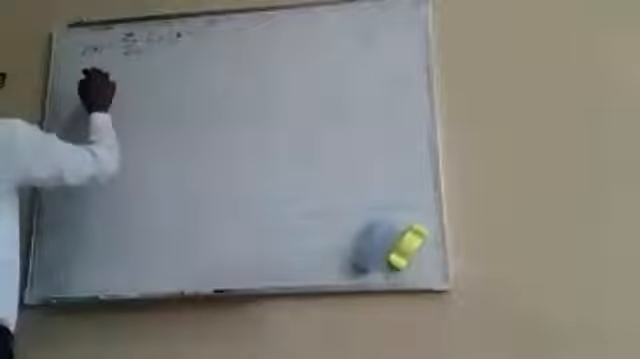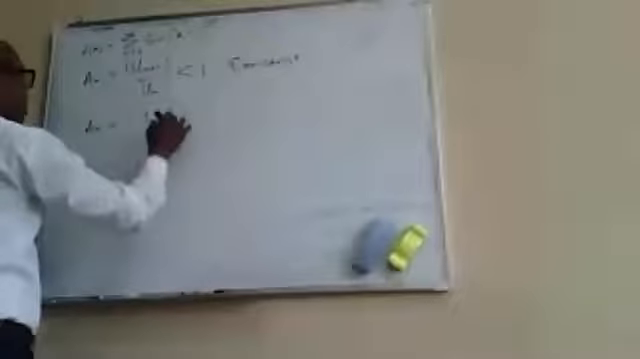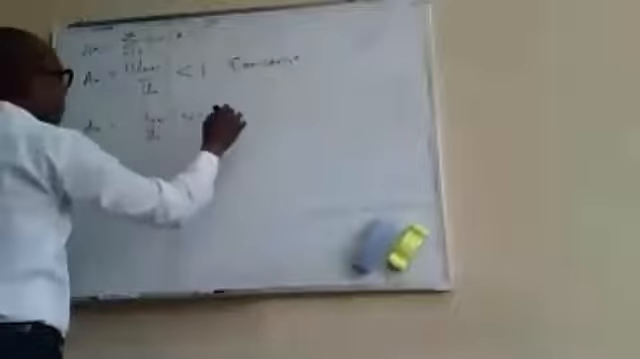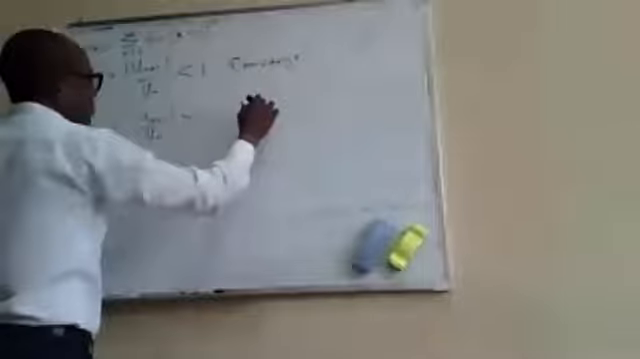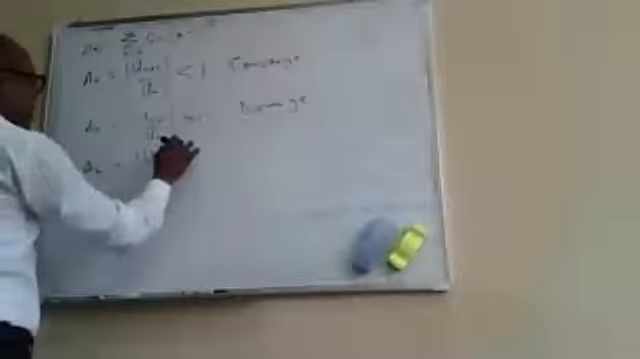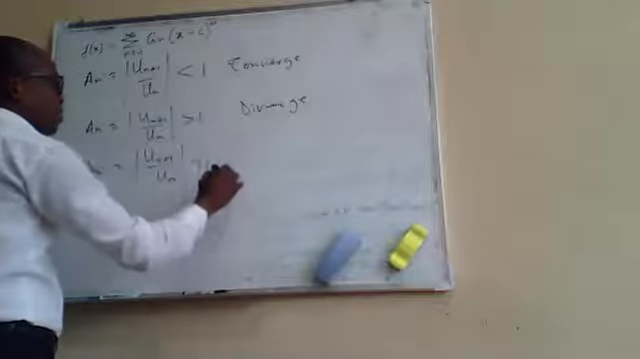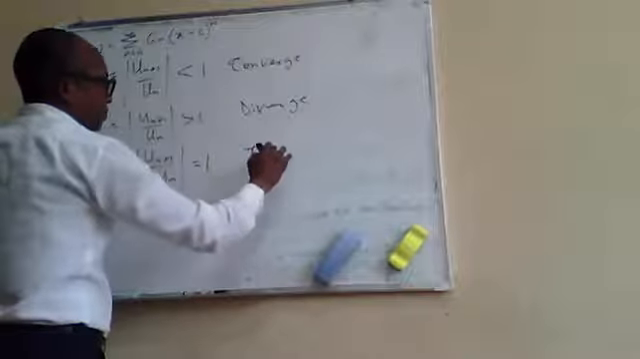So when you carry out a ratio test, you have un plus 1 over un. If it's less than 1, we say the series converges. Then if un plus 1 over un is greater than 1, we say it diverges. Then if un plus 1 over un is equal to 1, then the test fails.